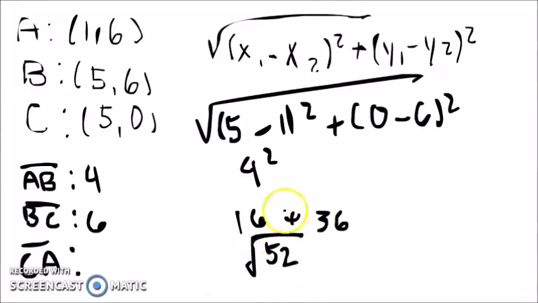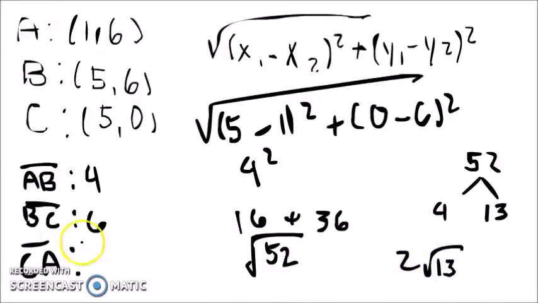Okay, so we can further simplify this. So let's see, 52 divided by 4 is 13. Yep. And then we can write this as 2 root 13. So that's the distance from C to A: 2 root 13.